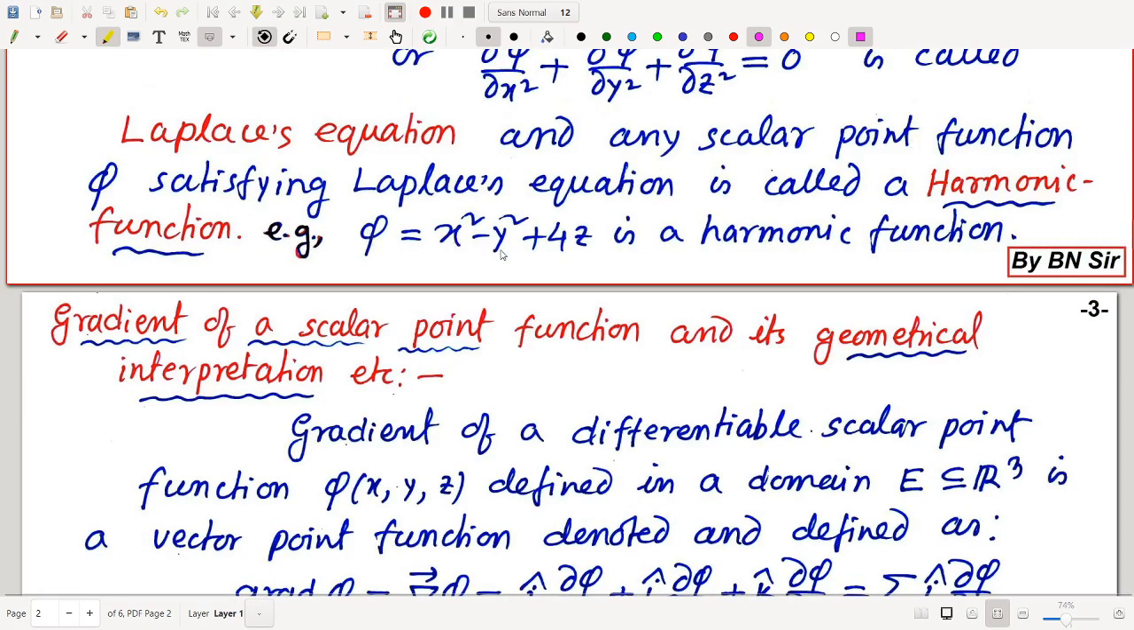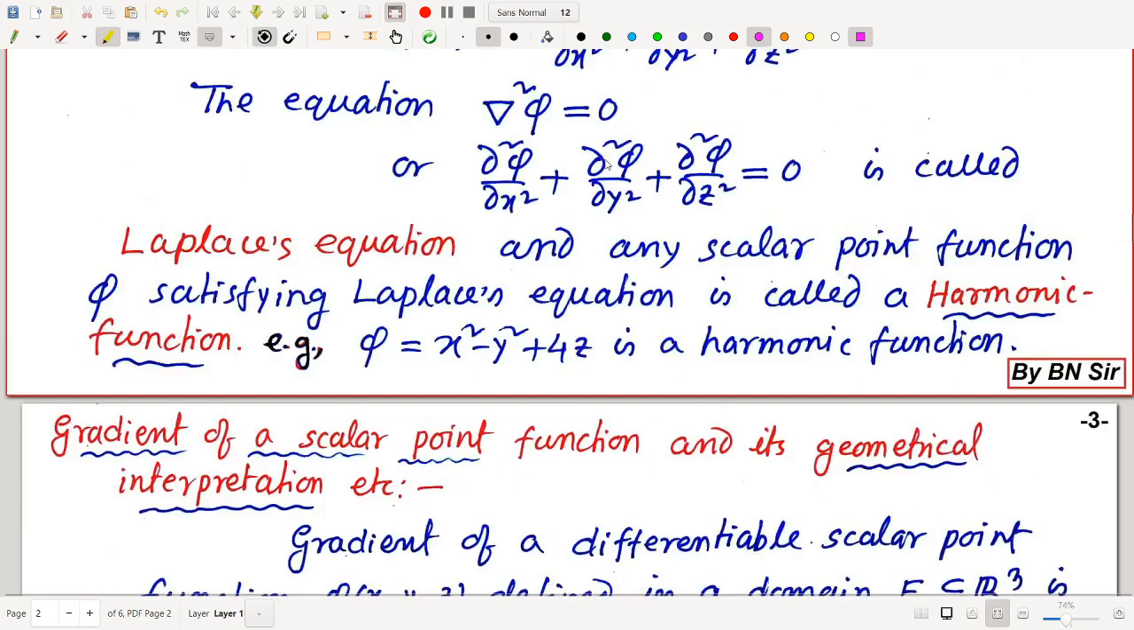∂²φ/∂y² will be −2, and ∂²φ/∂z² will be 0. So 2 and −2 added is 0. So φ satisfies Laplace's equation. Therefore this φ is a harmonic function.